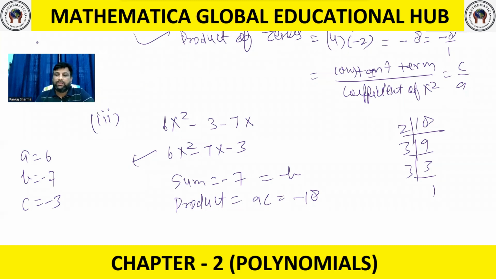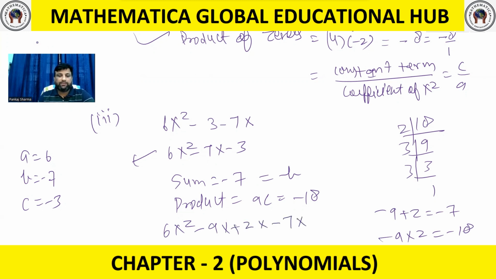So now we need to arrange in such a way that the sum should be minus 7. So here we can say that 9 and 2. Yes. So minus 9 plus 2, it will be minus 7. And if I multiply minus 9 into 2, it will be minus 18. So I think that will work out for us. So 6x square, and we can write minus 9x plus 2x instead of minus 7x. Yes. And minus 3.